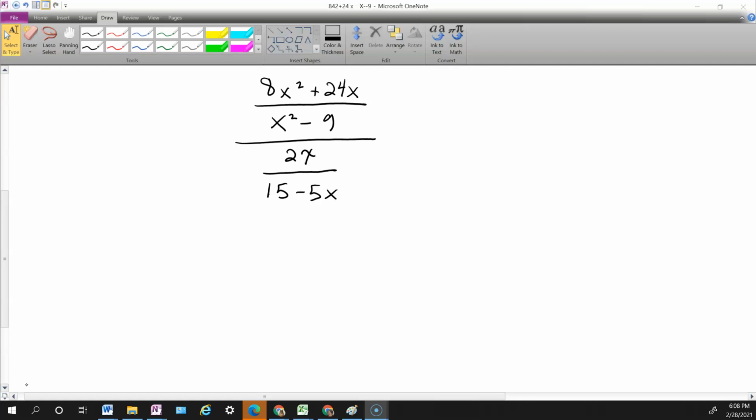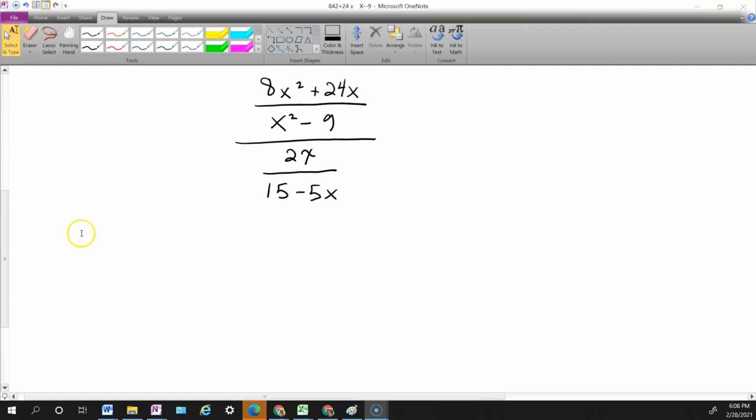But so I look at this one though, and the least common denominator, what I see is I have an x squared minus 9 and a 15 minus 5x. And so I know that I'm going to have to multiply by -1 in order to flip one of these later on. So doing the least common denominator might be a little more tedious at this point. So let's go ahead and just multiply by our reciprocal.